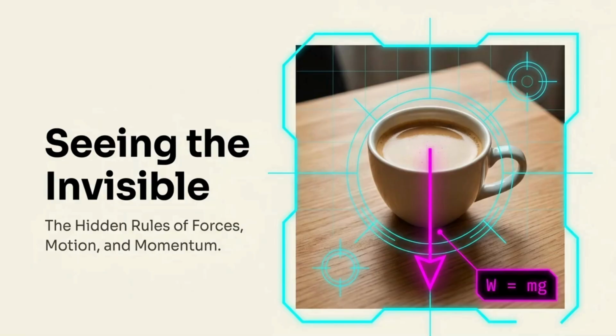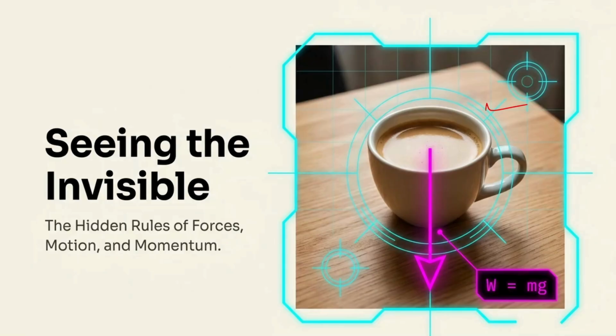In today's video, we are going to look at something very interesting in physics: things that we cannot actually see, but whose effects we can clearly observe. Now, when you look at the cup of tea, you can see the cup of tea is on the table and everything appears completely normal.